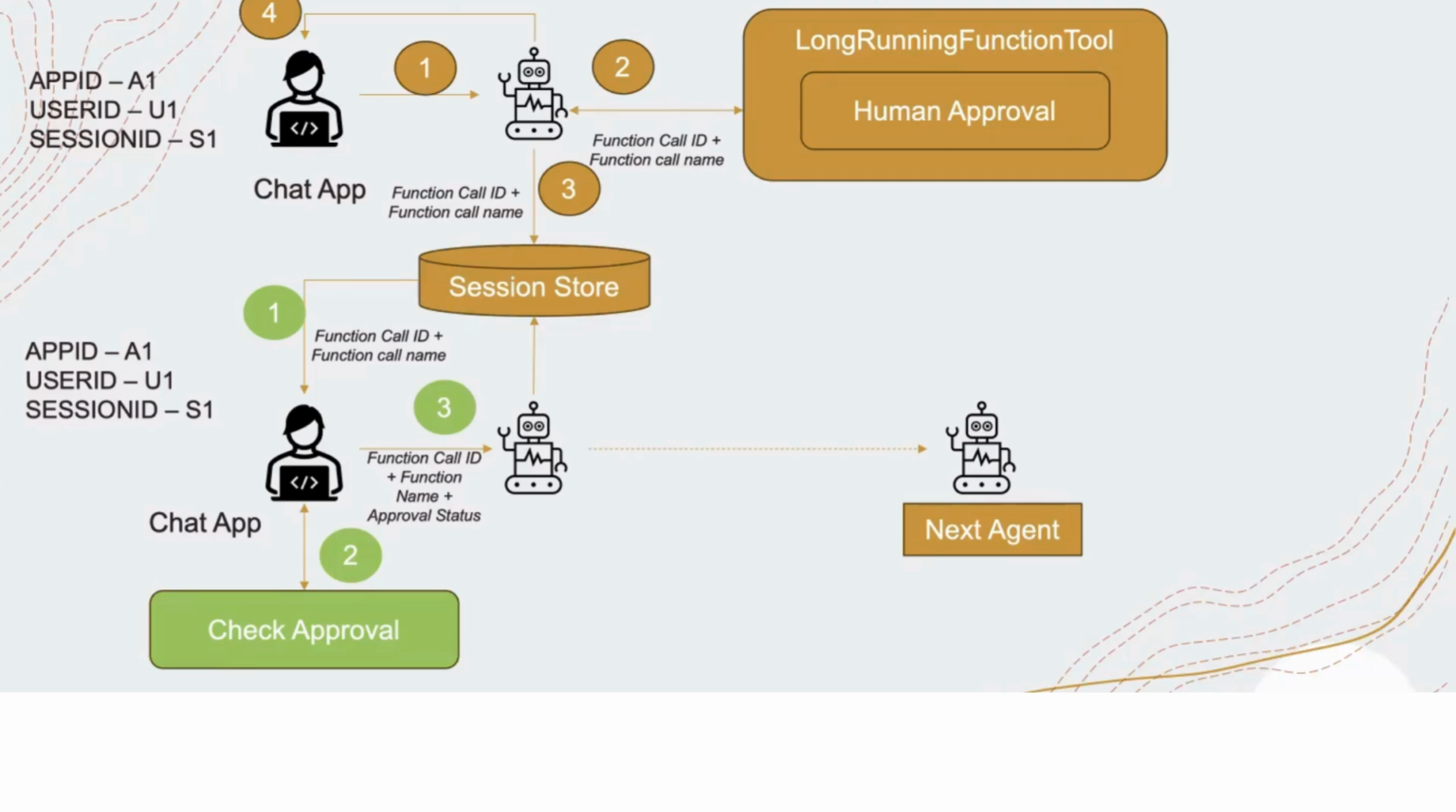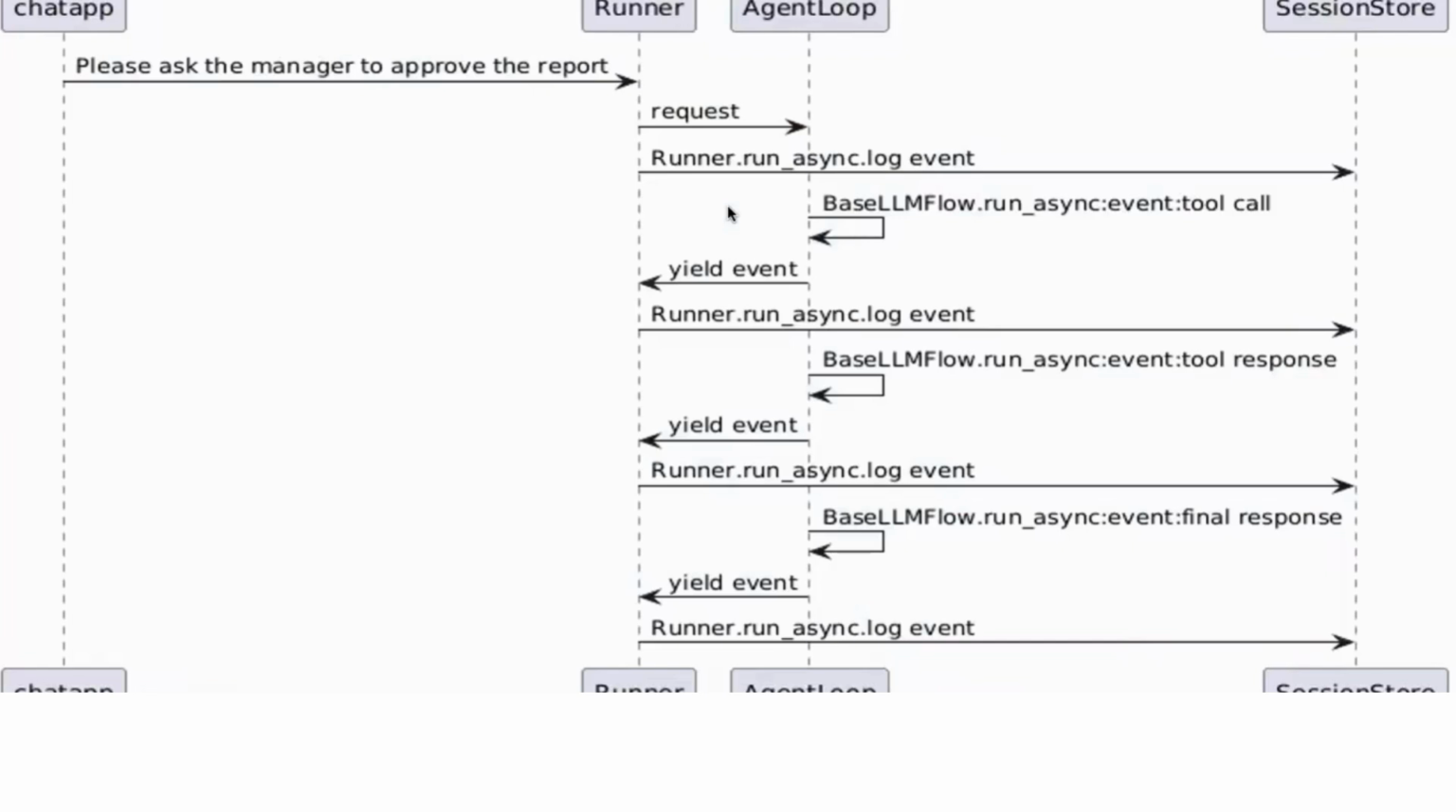Now, the sequence diagram for this looks like this. So from the chat application, I am saying, please ask manager to approve the report. It goes to the runner. Runner sends the request to the agent loop.